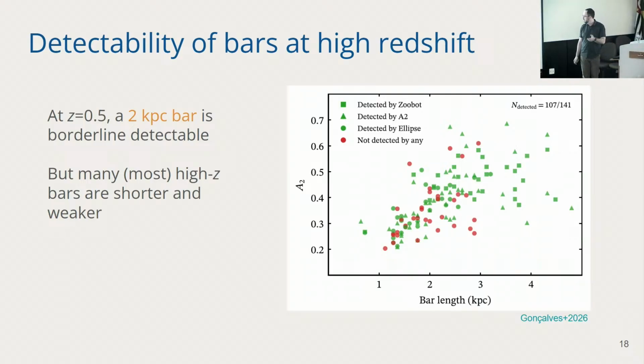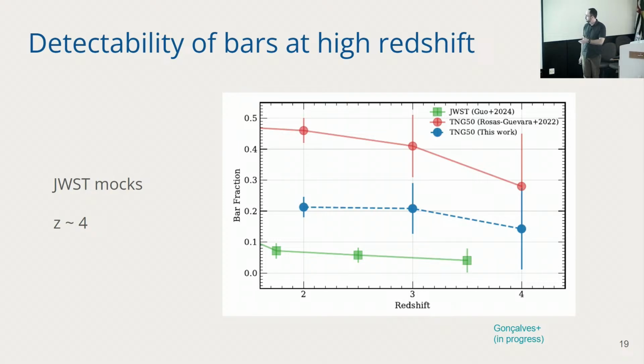Now this work needs to be extended to higher redshifts. This is some preliminary work also by Gustavo, where here we're showing the bar fraction, so not for Euclid anymore, but for JWST mocks, and we have the bar fraction as a function of redshift.